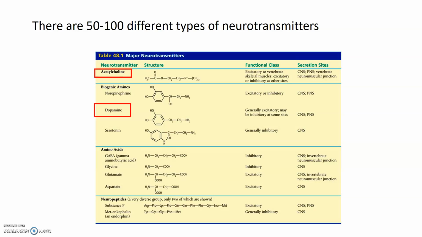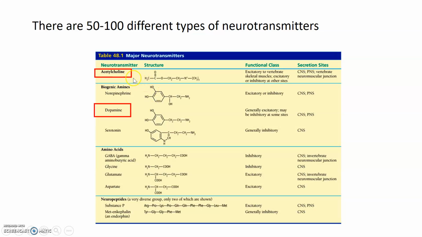And you've likely heard of neurotransmitters before. There are many different types. For the purposes of this course, I'm going to focus mostly on acetylcholine and dopamine because those are particularly involved in the pathology of Alzheimer's and Parkinson's disease, which are both age-related and neurodegenerative.